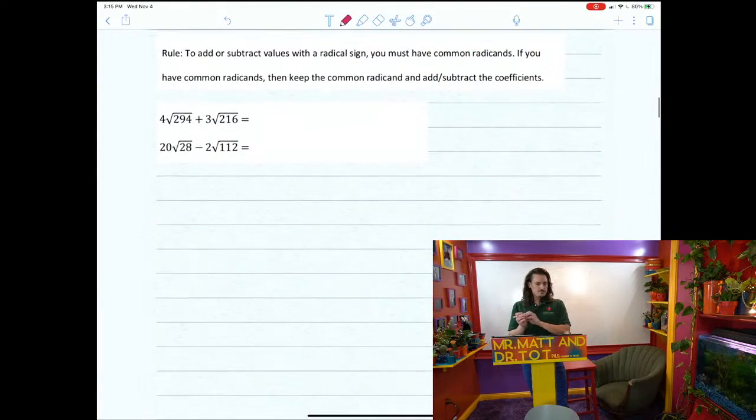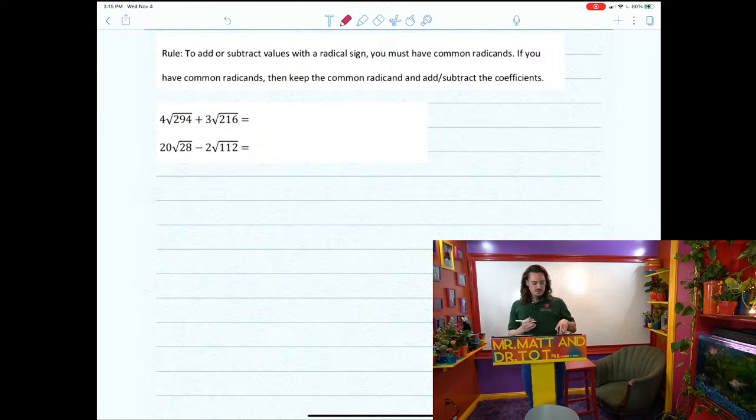So as I said before, to add or subtract values with a radical sign, you must have common radicands. The radicands are the numbers or values underneath the radical sign. If you have common radicands, then you keep the common radicand and add or subtract just the coefficients. So the radicand doesn't change. However, if you don't have common radicands, you're going to have to first simplify in order to get common radicands. The value underneath the radical sign has to be the same in order to add or subtract.